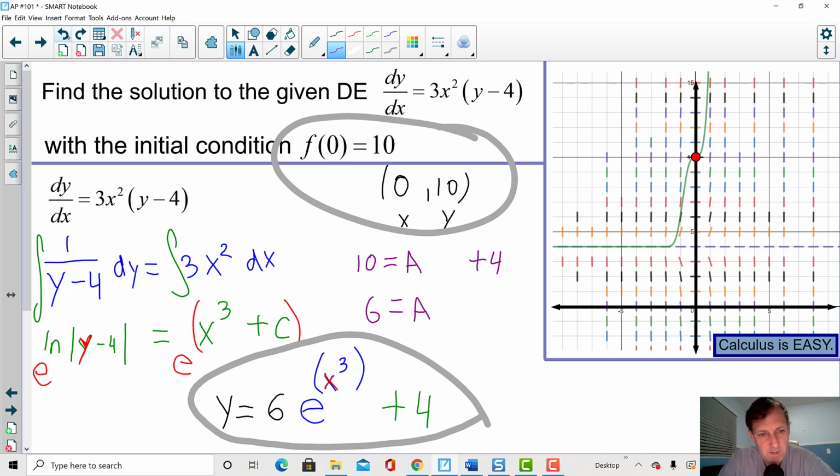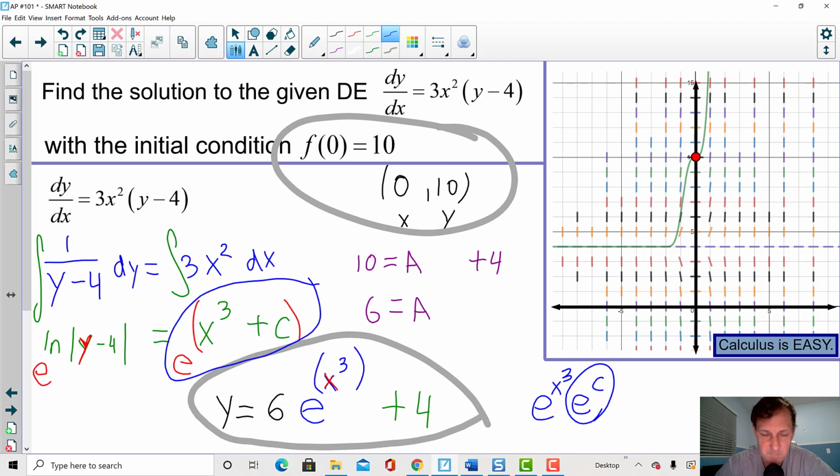And I would recommend rewinding this one a little bit and watching this example again. This is a tricky example, but it is a very common one. This whole idea of having e to the power of x to the third plus c, and that's going to turn into e to the x to the third times e to the c. So e to the c is just a constant. And I waited to include the plus or minus before I changed it into just a capital A. So go back and watch this one more time. It is a little bit tricky.